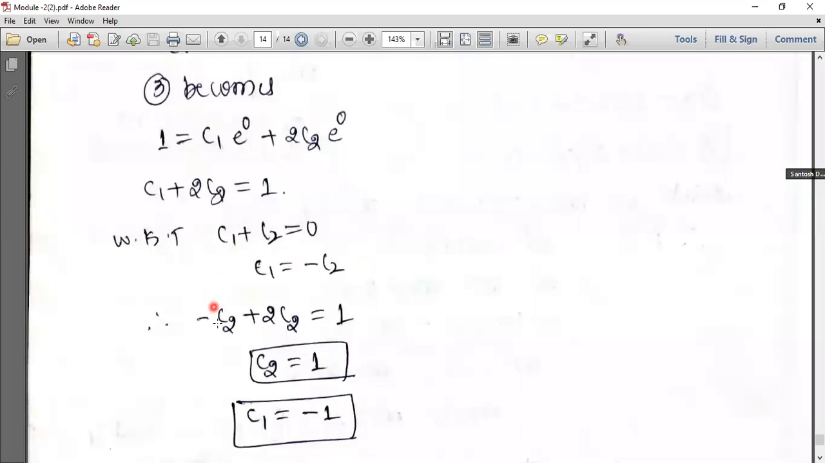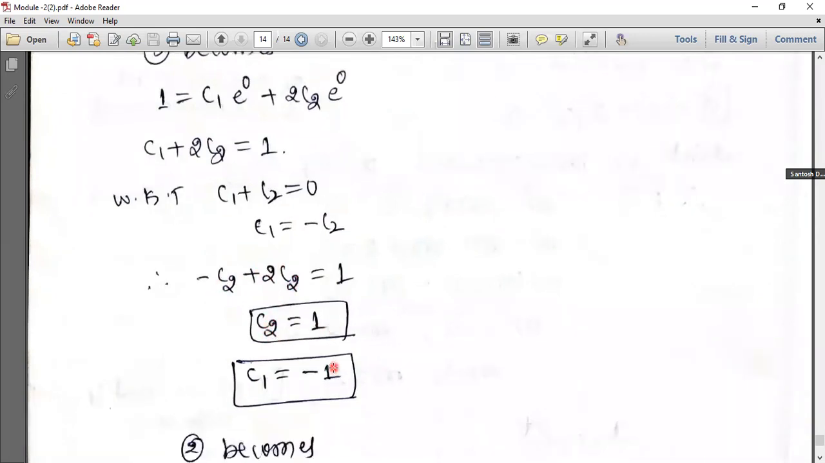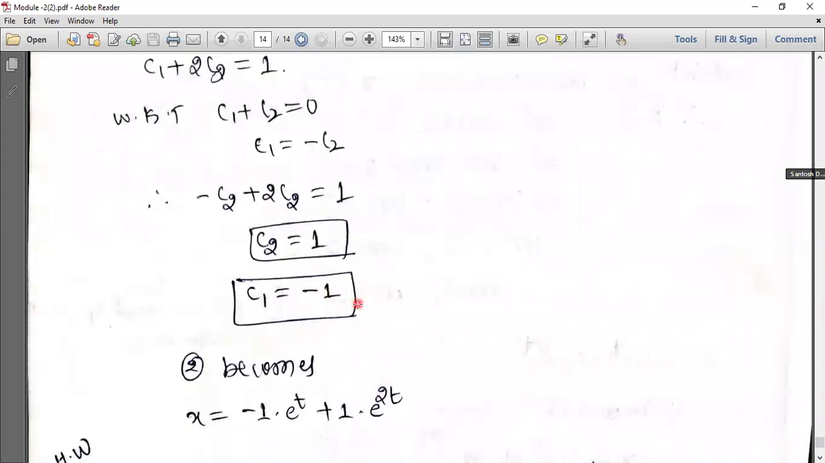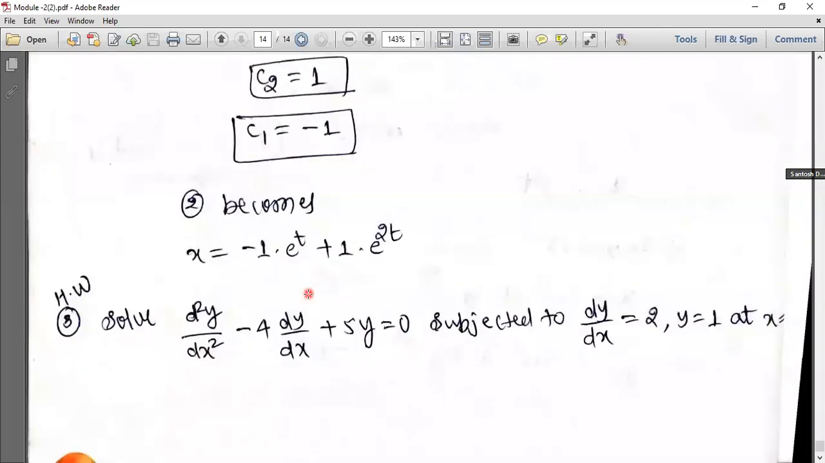Substitute here: c1 equal to minus c2, so minus c2 plus 2c2 is equal to 1. 2c2 minus c2 is c2, that is equal to 1. Therefore, c1 is equal to minus 1, as c2 is 1. Therefore, substitute in equation 1: x equal to minus 1 into e raised to t plus 1 into e raised to 2t.